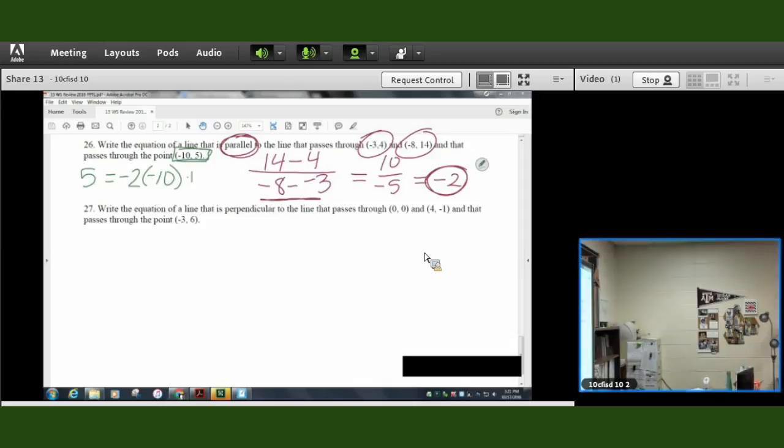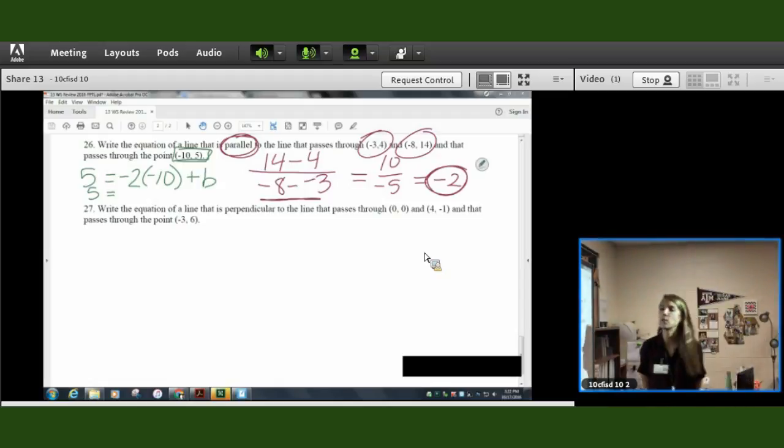mx plus b. I'll stop right there for a second. Plugged in y, plugged in m, plugged in x. Oh, I thought that was the one you wanted me to use. It's just another way to do it. We can use any point? No, you can't use standard form to find the b. Don't use standard form unless you have to.